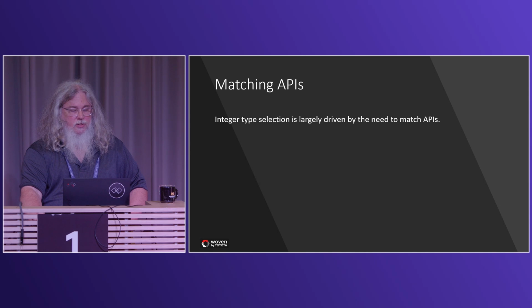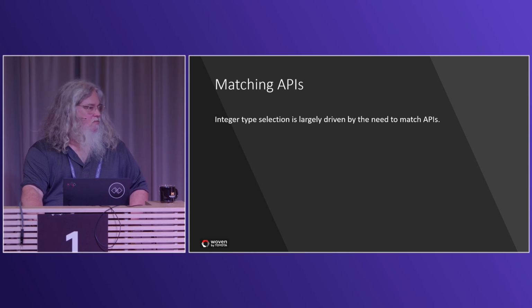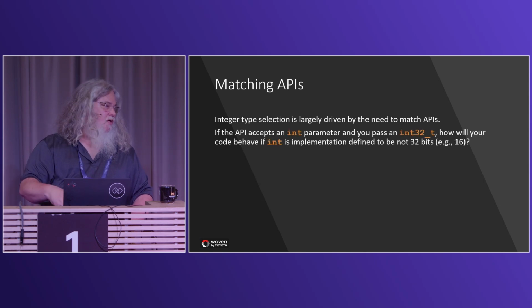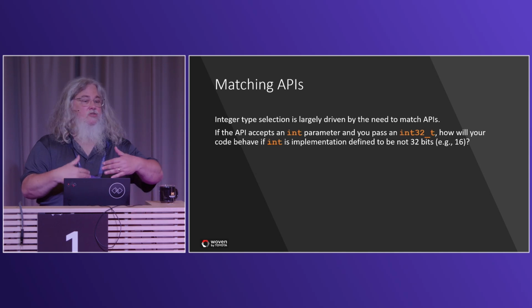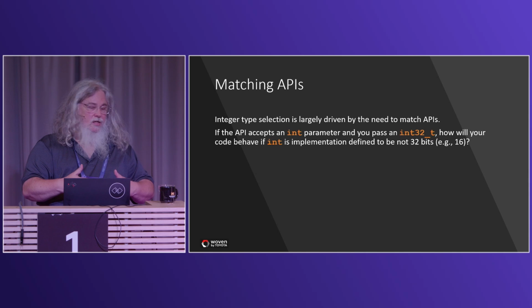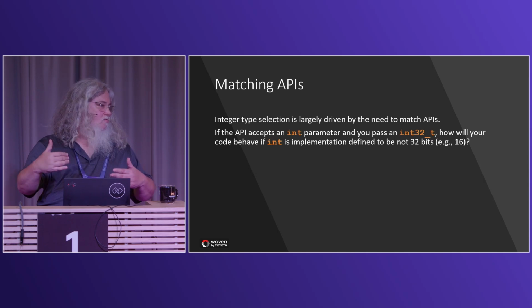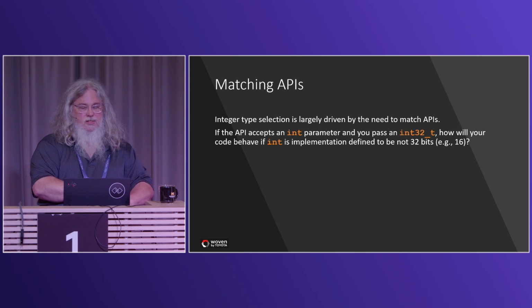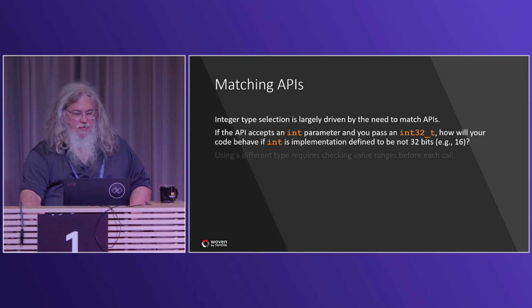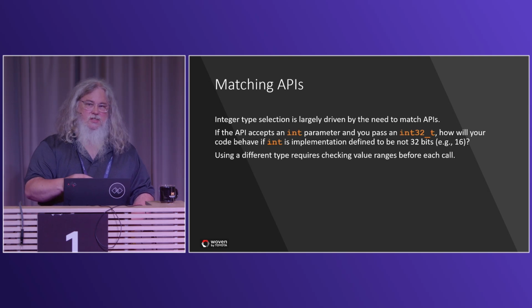Okay, so integer type selection. When you're programming and you've got to pick an integer type, it's largely driven by the need to match APIs, right? The first thing I look at is, I've got to call this API, what types of arguments am I going to pass to that? And then I try to do things in that type so that I don't have to worry about the conversion when I call the function. And there's a corollary to this, which is, API design is really important, right?